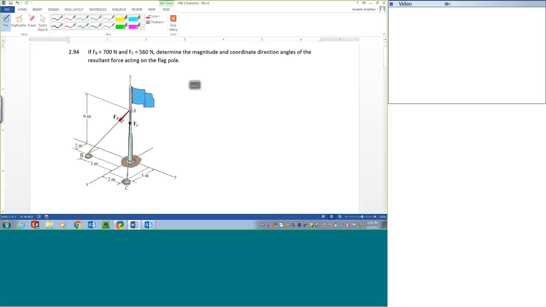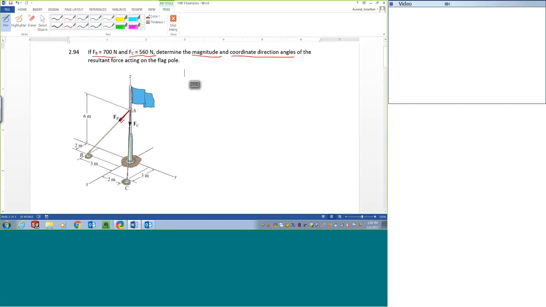We're told their magnitudes, but not their components. So FAB, or FB, is 700 newtons, FC 550 newtons. What we need to find is the magnitude and the direction angles of the resultant force.